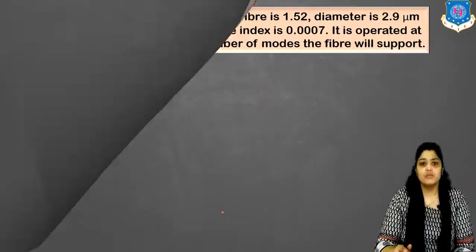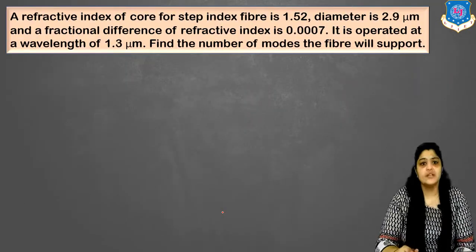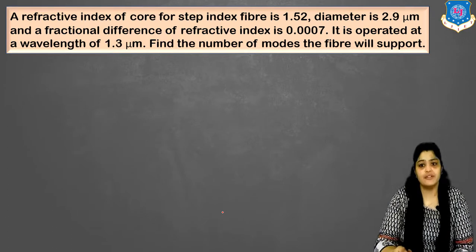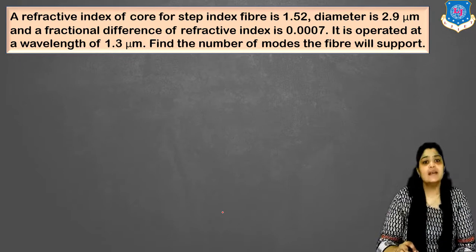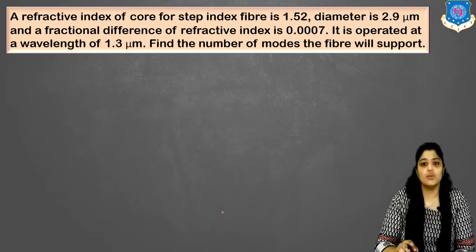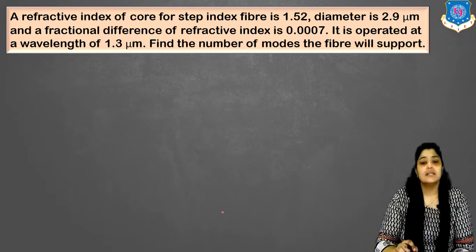Now I'll just move on to one more numerical wherein the refractive index of core for a step index fiber is 1.52. Diameter is given as 2.9 micrometers and it has a fractional refractive index of 0.0007. This is operated at a wavelength of 1.3 micrometers. You have to find the number of modes the fiber will support.